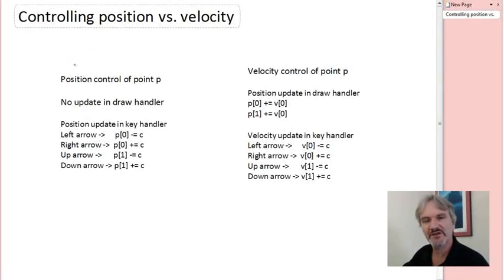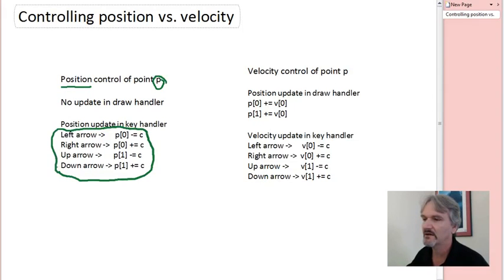All right, let's think about the code we just took a look at and see if we can improve the manner in which we move the ball around on the canvas. The critical thing here was that the ball had a center P. So we're going to control the position of that point P. This was a positional control scheme. There were some critical things that we noted. There was no update in the draw handler. The only place that we modified things was inside the key handler. In the key handler, if you recall, we updated this position P. It was a global variable.